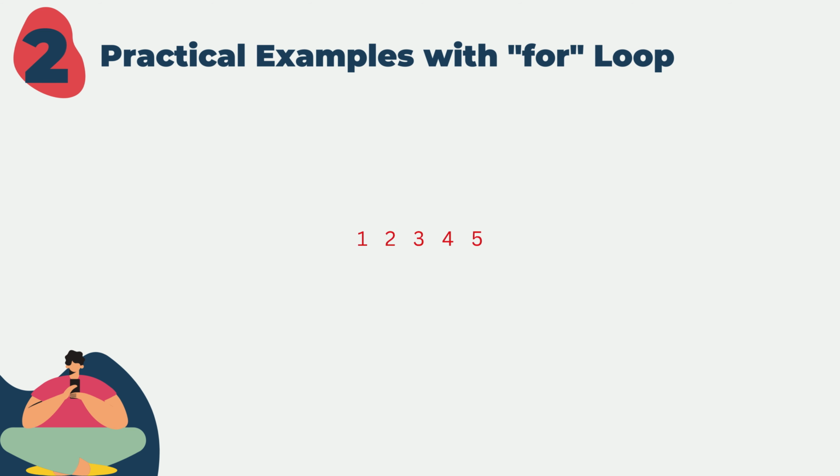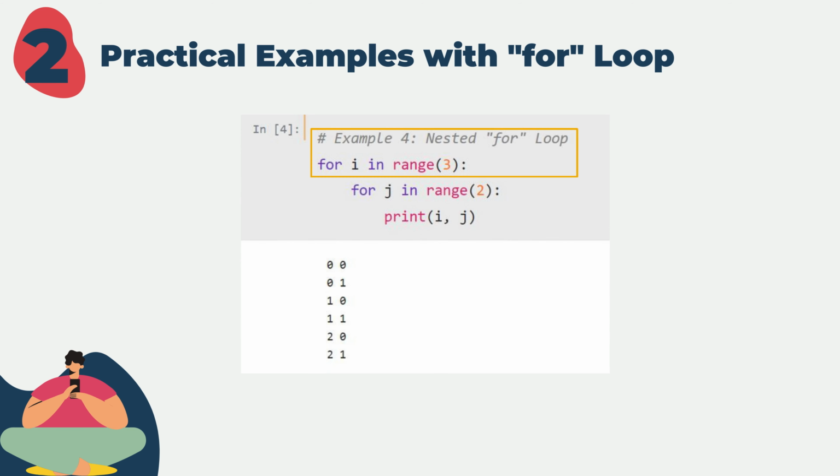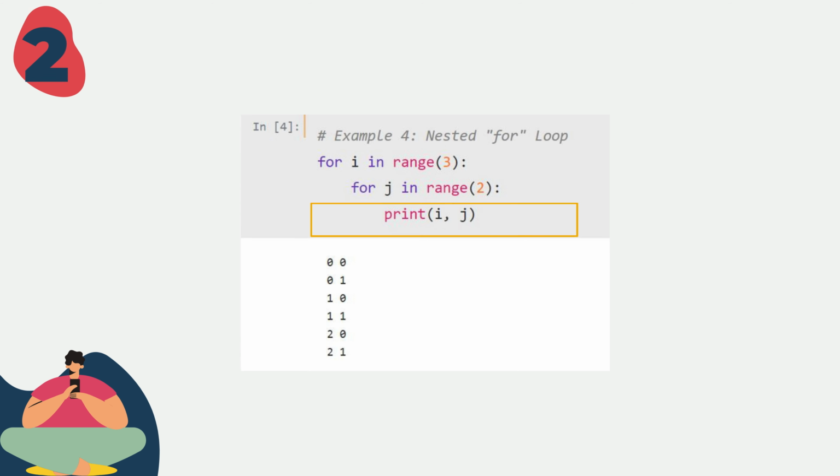Lastly, we use a nested for loop. The outer loop iterates over the range 0 to 2, and the inner loop iterates over the range 0 to 1. The print(i, j) statement inside the inner loop prints each combination, i and j, for each iteration of both loops. This demonstrates how for loops can be nested to handle more complex scenarios.